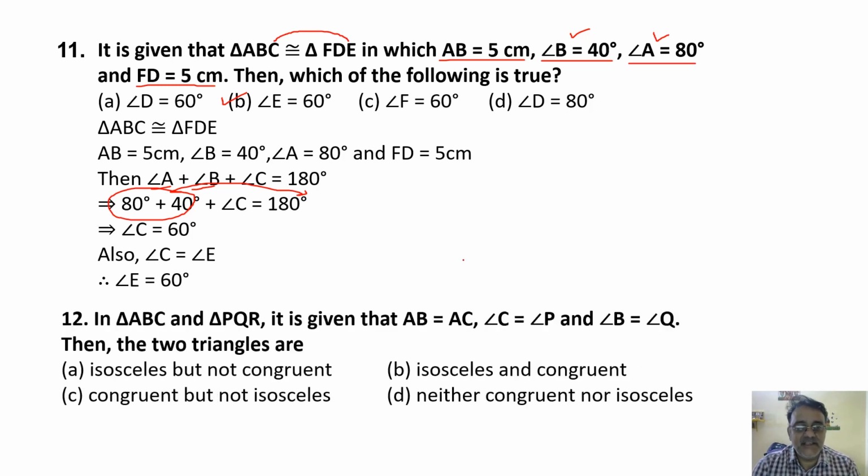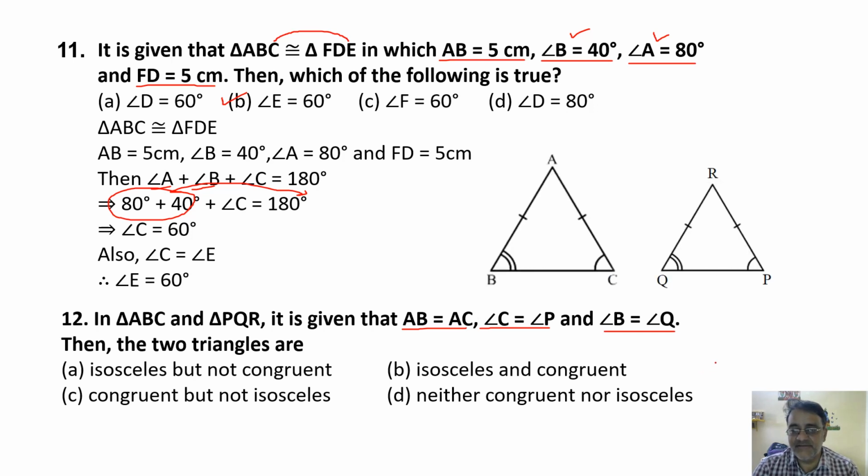In triangle ABC and triangle PQR, it is given that AB is equals to AC, angle C is equals to angle P, angle B is equals to angle Q. Then the two triangles are dash. So see this rough figure. Angle C is equals to angle P, angle B is equals to angle Q, right? And these two sides are equal. If these two sides are equal, angle B and angle C both are equal.